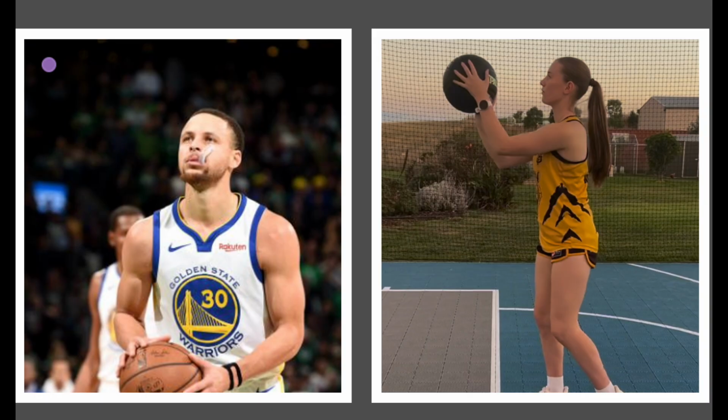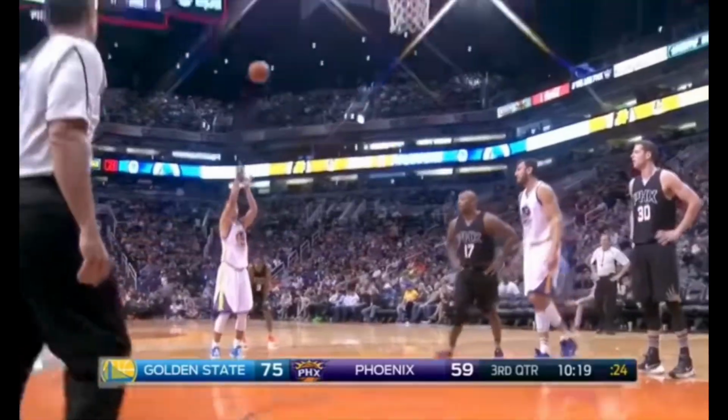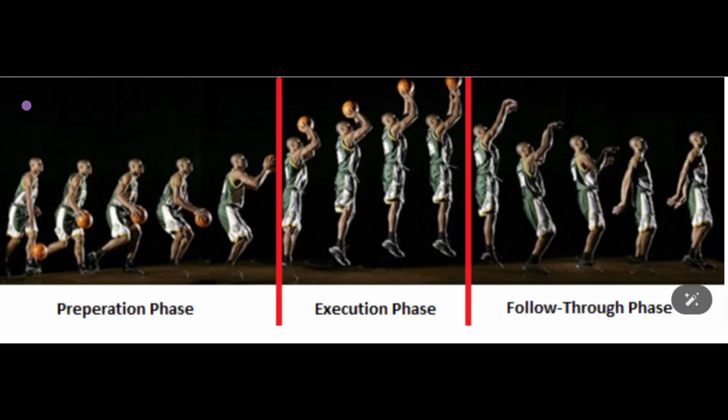This analysis will focus on Steph Curry's free-throw technique and compare it to my own performance. Steph has been selected due to his exceptional accuracy and consistency, as he is widely recognised for being one of the most successful free-throw shooters in the world. A basketball free-throw consists of three fundamental phases: preparation, execution, and follow-through. Each phase plays an important role in ensuring effective force production, control, and accuracy is being applied.